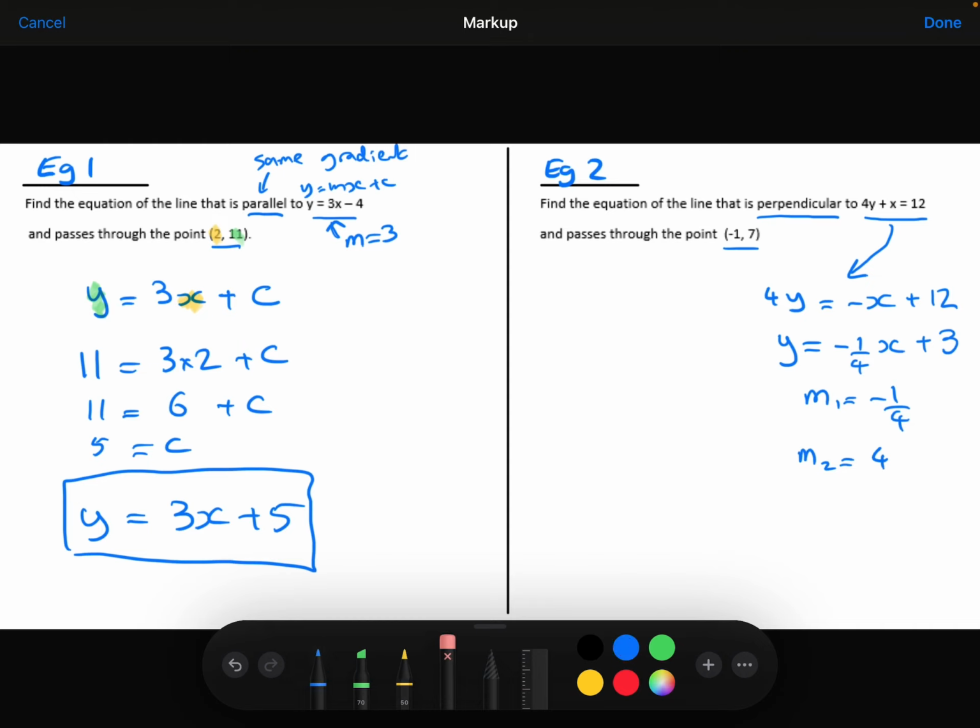And I know that when x is -1, y is 7, so 7 equals -4 plus c, and the y-intercept has to be 11. Therefore, the equation of the perpendicular line passing through the point -1, 7 is y equals 4x plus 11.